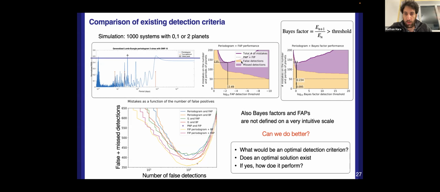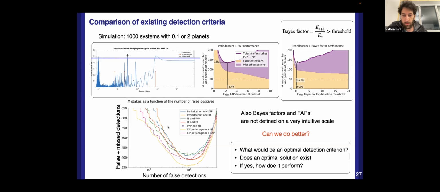And you can do this for the periodogram plus the false alarm probability, the Bayes factor, and so on. And then as you move the detection threshold, you will have a certain number of false detections and a certain number of misdetections. And if you plot one against the other, as I move my detection threshold towards being more and more stringent, I will have less and less false detections, but more and more misdetections. But okay, so can we do better than these existing criteria?